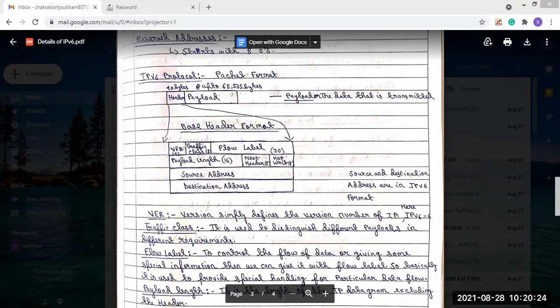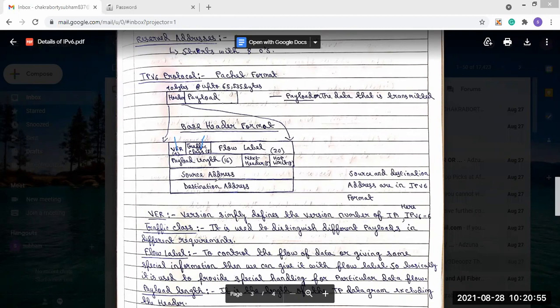In this base header format, the first field is the version, the second field is the traffic class, the third field is the flow label, and the fourth field is the payload length. Then the fifth is the next header, the sixth is the hop limit, and the seventh and eighth are the source address and the destination address. So this is the format.